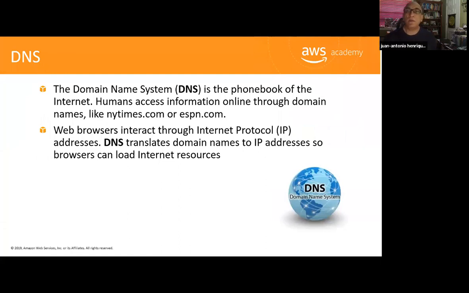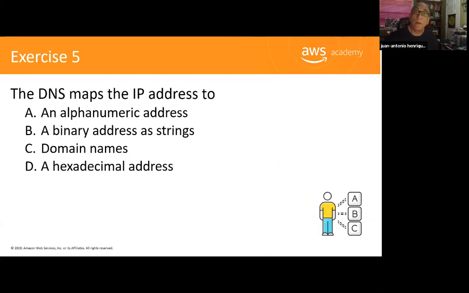DNS is another protocol that's important. We mentioned this one briefly before. It is a way of identifying a specific .com, .net, .org name with an IP address. Web browsers interact through Internet Protocol addresses. DNS translates domain names to IP addresses so browsers can load Internet resources. And this is exercise 5.